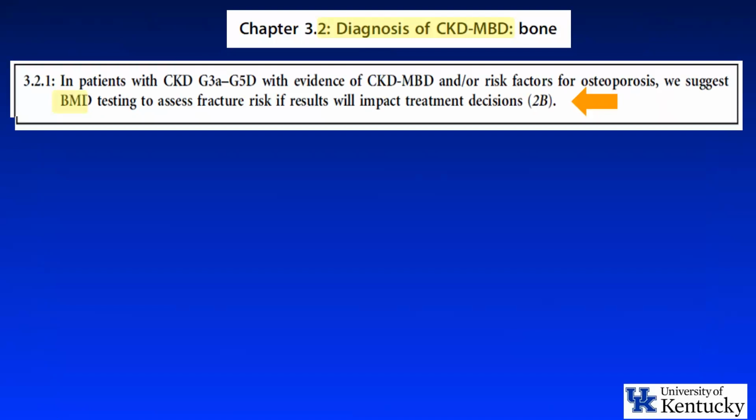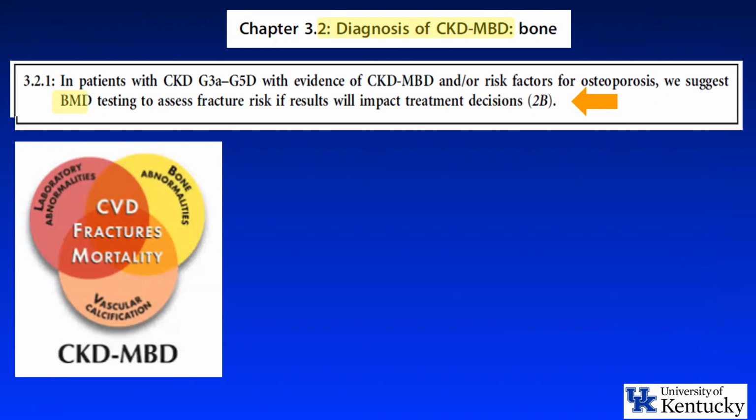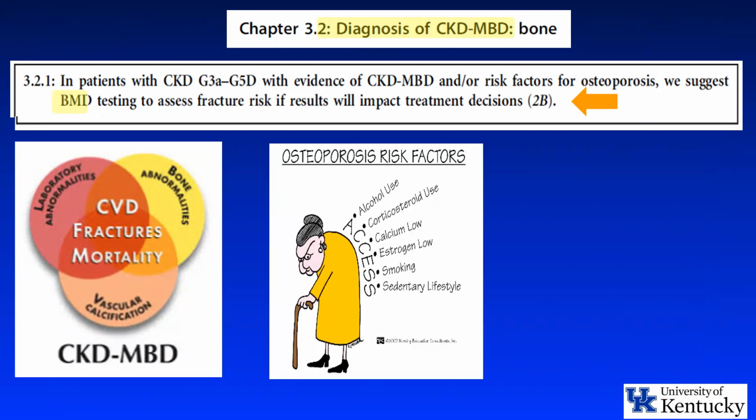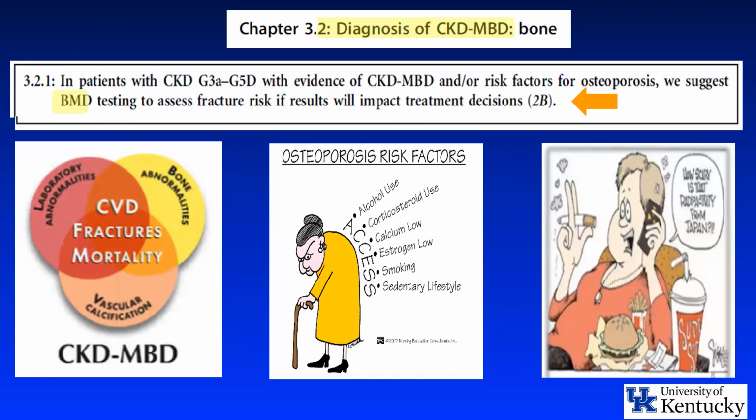So the key KDIGO guidelines, the selective update 2017, mentioned that in patients with CKD stage 3 to 5D, with any evidence of CKD-MBD, and we know the evidence of CKD-MBD is either laboratory or radiological, or if the patient has any evidence of bone loss, and if the patient has any risk factor for osteoporosis, and we know the risk factors for osteoporosis include alcohol consumption, cigarette smoking, corticosteroid usage, poor ambulation with lower calcium and vitamin D intake, and a sedentary life, all of these are risk factors, then they suggested doing BMD testing to assess fracture risk if this will impact the treatment decision.